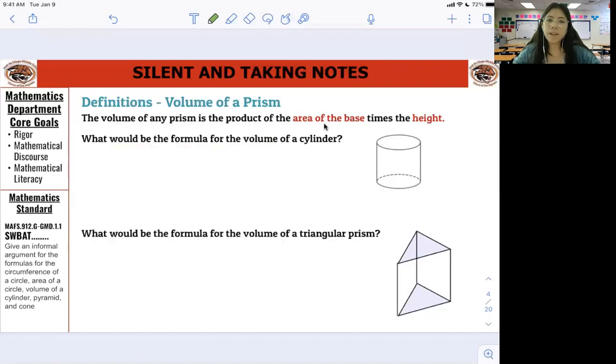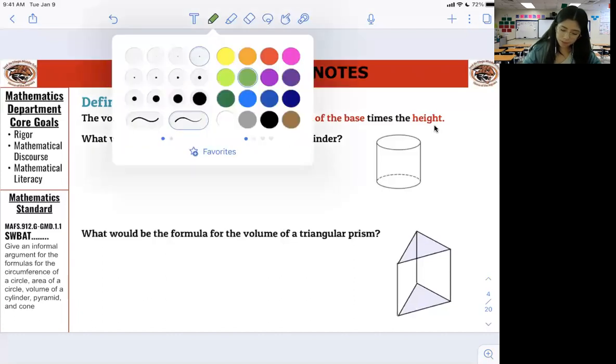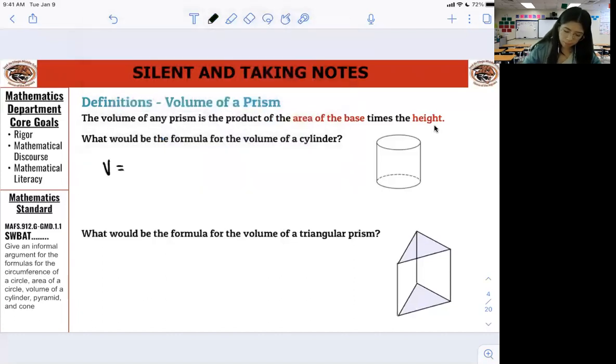If all we need is the area of the base times the height, how would we write the formula for the volume of a cylinder? You got it, Jalen. Good. The volume of a cylinder would be the area of the base times the height.